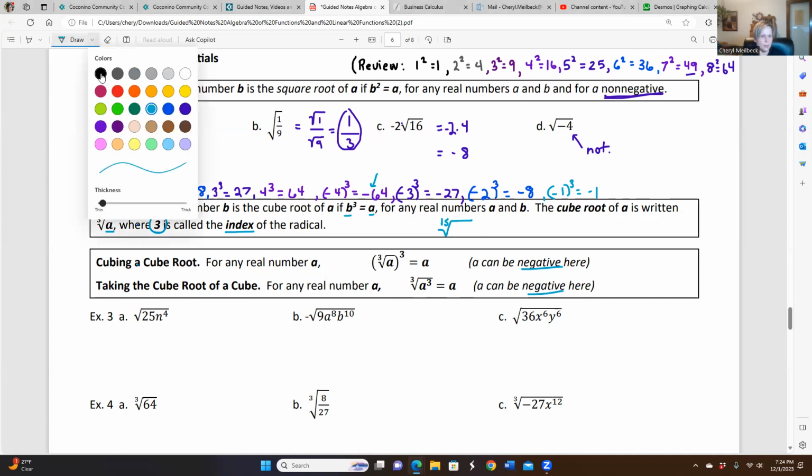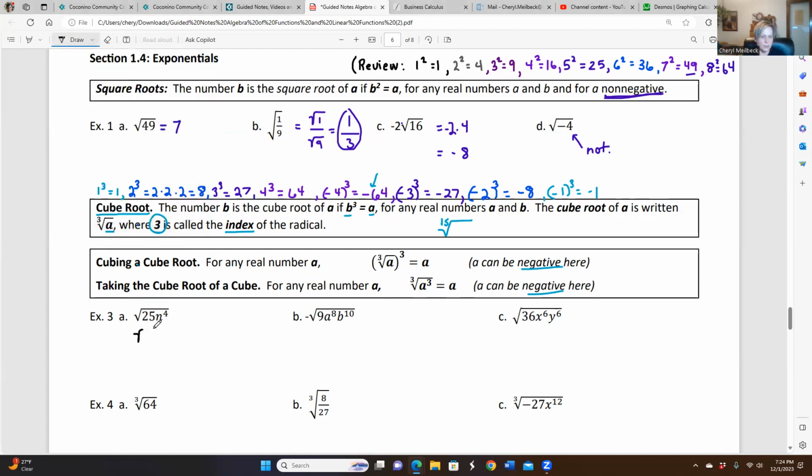Now, if I look at part A here, I have the square root of 25n to the 4th. Looking at this, that's the same thing as the square root of 25 and the square root of n to the 4th. We can break it up that way. So the square root of 25 is 5. The square root of n to the 4th, we're saying what times itself is going to give me n to the 4th. Many of you may already realize that that would be n squared, because when you multiply n times n, you add the exponents. So the square root of n to the 4th is n squared, and my answer here would be 5n squared.